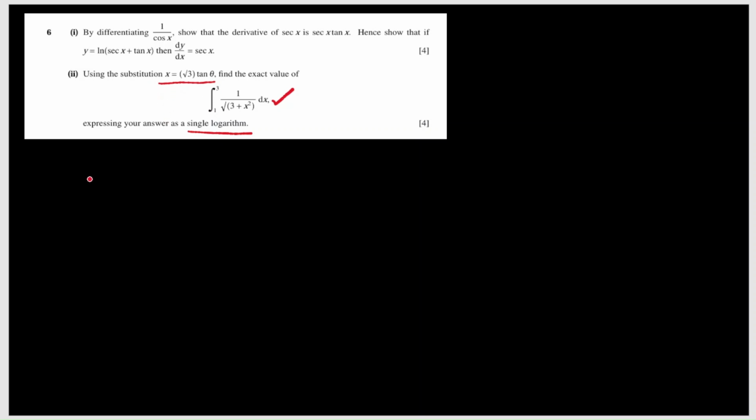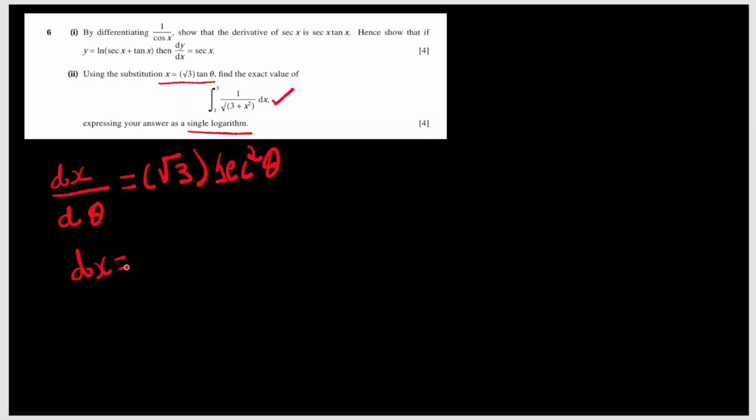So here it is, dx over d theta is equal to root 3 as it is, and we know that the first derivative of tan theta is sec square theta. So yes, now we have dx is equal to root 3 sec square theta d theta, and now we have to change these limits.